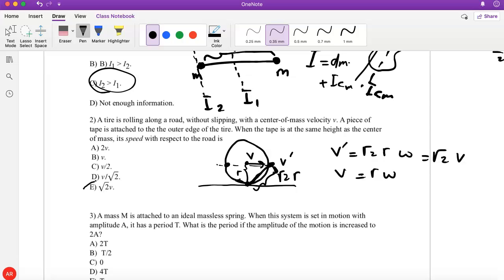So it has a larger speed. And if you look at this other point, again, it's the same. The velocity is going to be in that direction, but the distance is, again, square root 2 times r. And both of those points that are at the same height as the center of mass have the same speed.